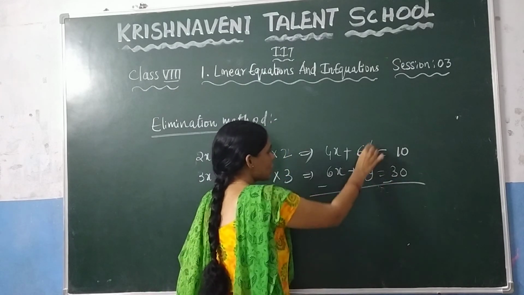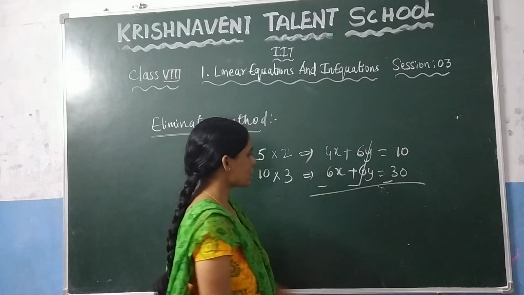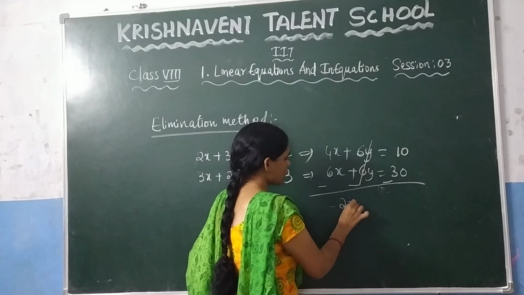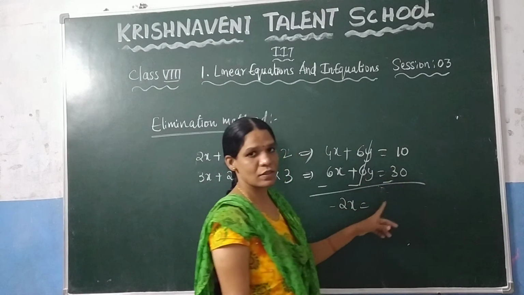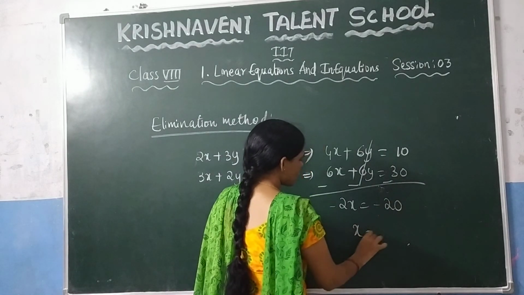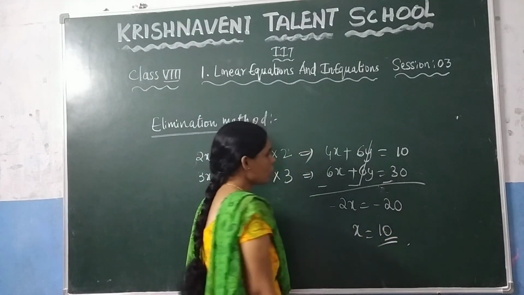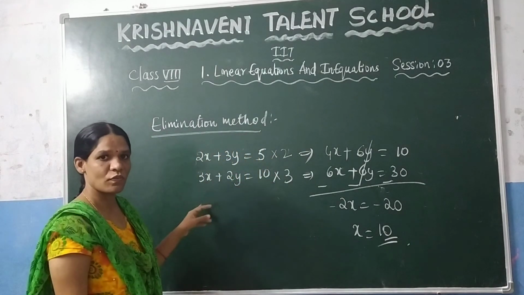Now this one will get cancelled. Here, what is the value of minus 6x plus 4x, which gives you minus 2x? And what is the value of minus 30 plus 10, which gives you minus 20? So what is the value of x, which gives you 10? Now, if you substitute 10 in any of these equations, you will get the value of y.